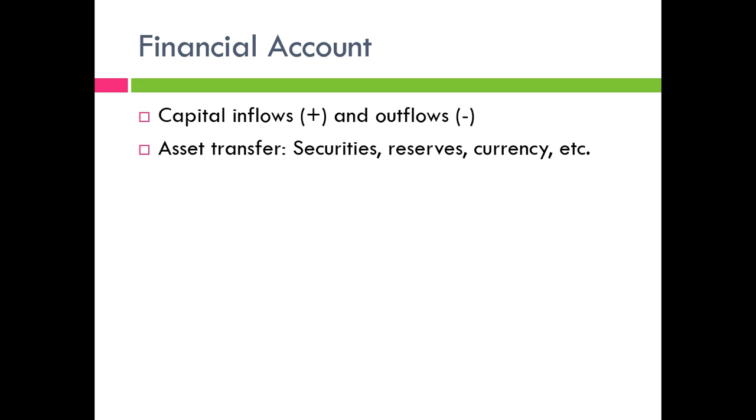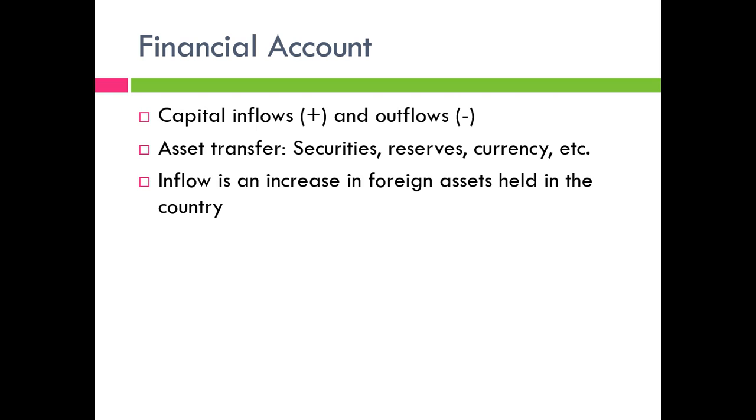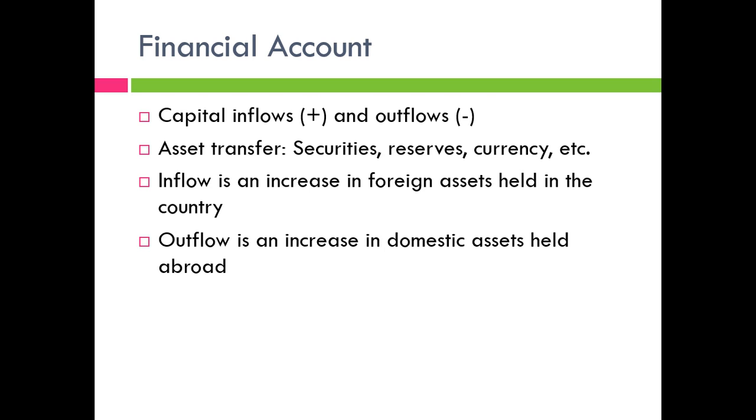It could be securities, currency. Reserves are a big part of it, so central banks accumulate those. All right, and just to recall, an inflow is an increase in foreign assets held in the country, right? So capital inflow means foreign ownership of domestic assets is growing. And outflow is an increase in domestic assets held abroad. So when countries have capital outflows, that means they're holding more assets abroad.